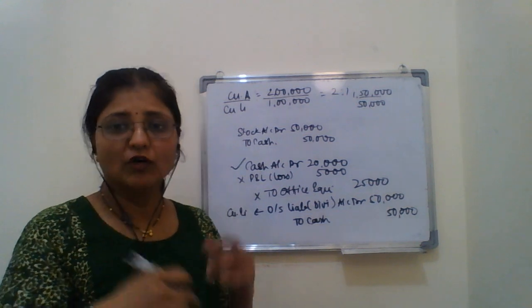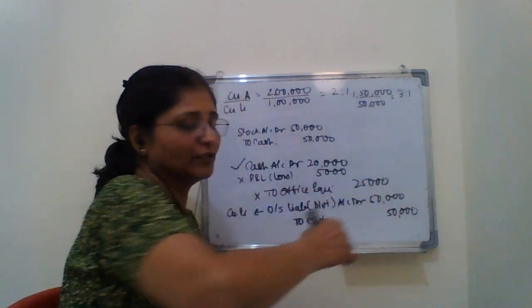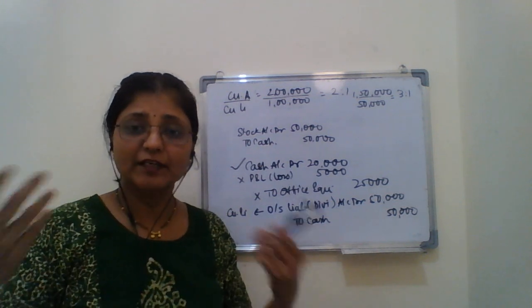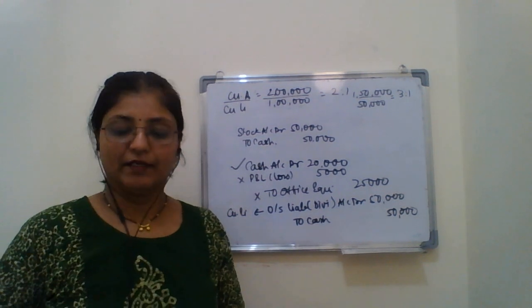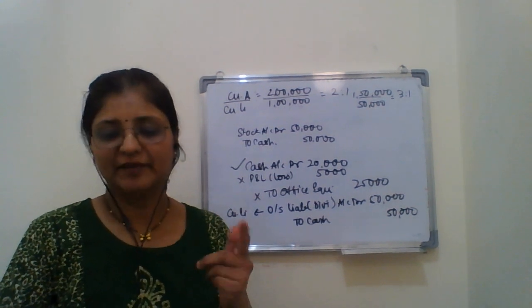Okay. So what is happening to the ratio in this case? Ratio is becoming 3:1. So we will say ratio is improving. Okay. Now come to illustration 16. First case, redemption of debentures.